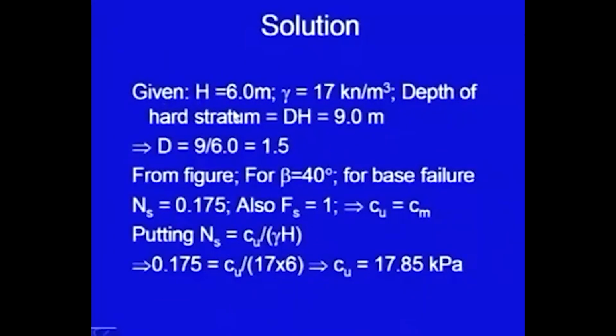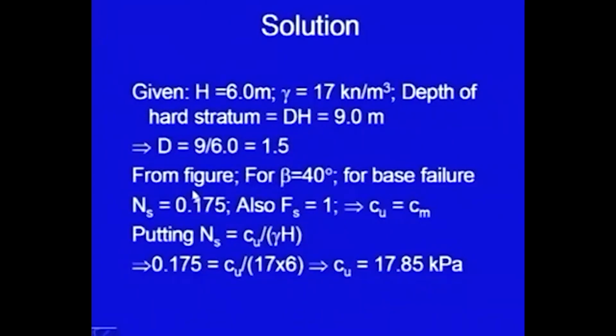Now, it is given that limiting height now is 6 meter, gamma is 17, and depth of the hard stratum is 9. Now, if you remember, the nomenclature which we had used was that d into h is the depth of the hard stratum. So, d into h is equal to 9. So, this parameter d of the chart comes out to be 9 upon 6, that is 1.5.